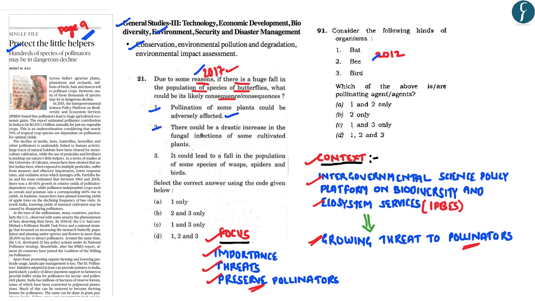The second statement is, there could be drastic increase in the fungal infections of some cultivated plants. Now, this particular statement is wrong. And the third statement is, it could lead to fall in the population of some species of wasp, spiders and birds. Here you need to note that some species of birds feed on the butterfly. So decrease in the population of butterfly adversely affects the population of the birds as well. So the statement number 3 is correct. So looking at the options here, the correct answer to this particular question is C.